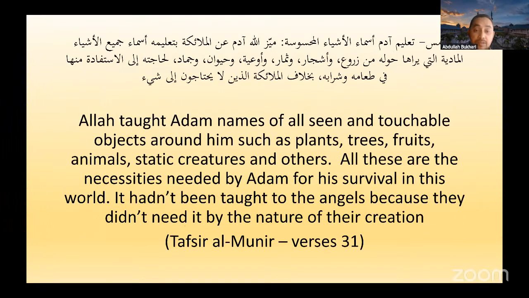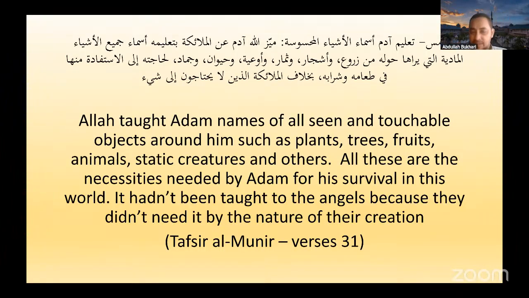And then the scholars of tafsir discussed the meaning of al-asma, names of all things. It is mentioned in this one modern tafsir, Tafsir Munir, the author of Tafsir Munir, Professor Al-Marhum Wahbah Zuhairi. He mentioned in his tafsir, upon explaining the meaning of al-asma, the names of all things, that Allah taught Adam names of unseen and touchable objects around him, such as plants, trees, fruits, animals, static creatures, and others.